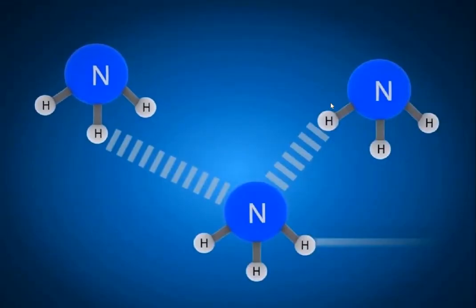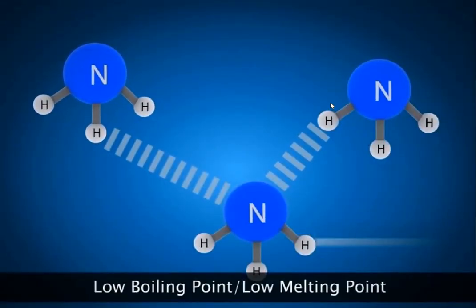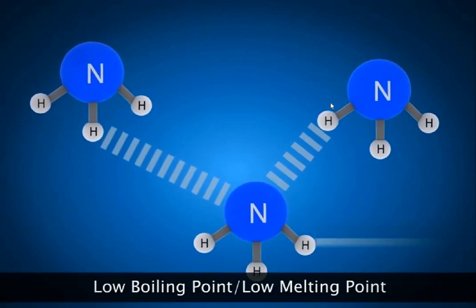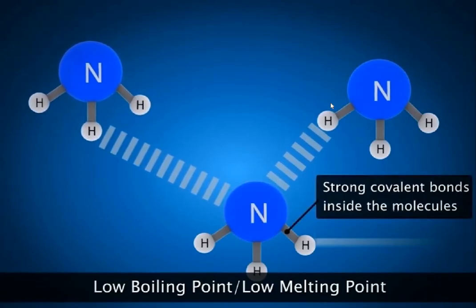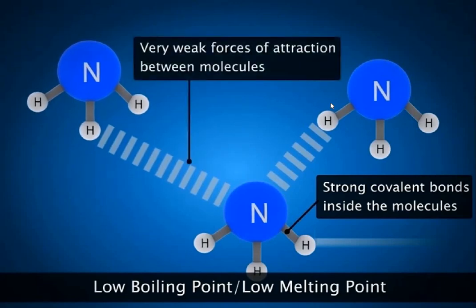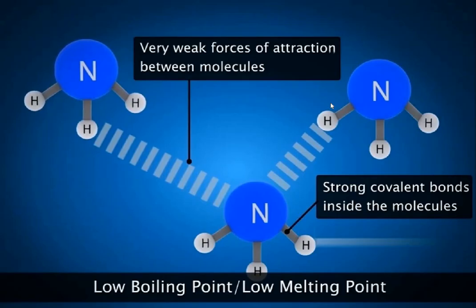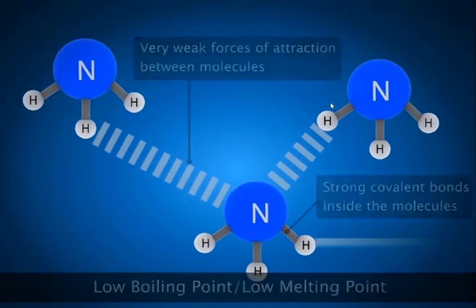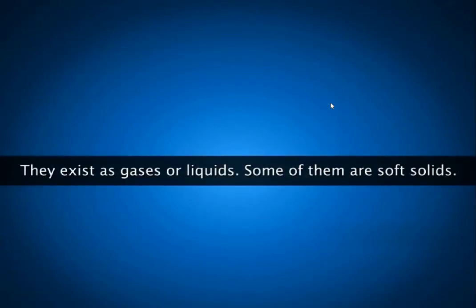Covalent compounds have low boiling points and melting points. For example, in the case of ammonia, the bond is stronger within its molecule, but the intermolecular force is weak, and hence the melting and boiling point is low. They exist as gases or liquids. Some of them are soft solids.